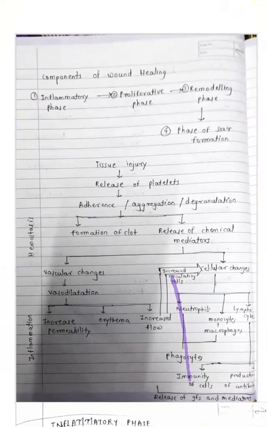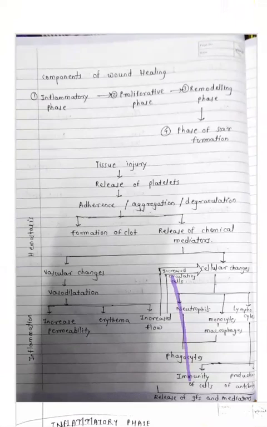After that there is the phase of scar formation. All the changes which are happening in the proliferative phase will increase. For example, there will be increase in collagen synthesis, increase in fibroplasia, and devascularization will occur. So there will be decrease in vascularity.